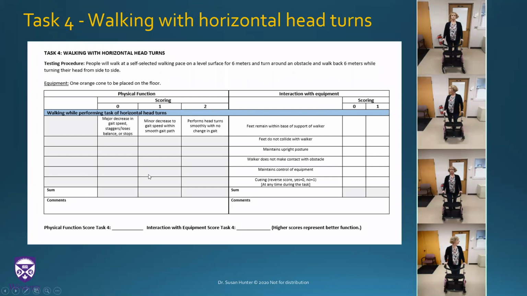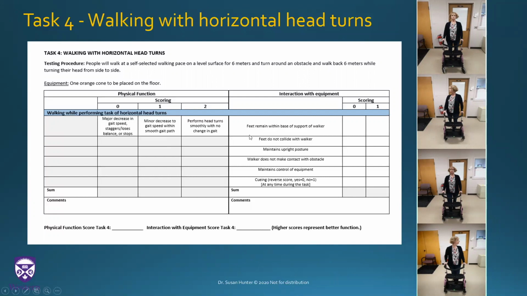In the physical functions section of the assessment, we are referencing performance of their gait in task 3. We've already done a very detailed gait assessment. So for task 4 and onwards, we're saying, were they able to perform the gait smoothly with no change in their gait, referenced to task 3? There was a minor decrease in the gait speed, so they had to slow down, but it was still a nice smooth path, or there was a major decrease in the speed. They staggered, they lost their balance, or they had to stop, being 0 marks.